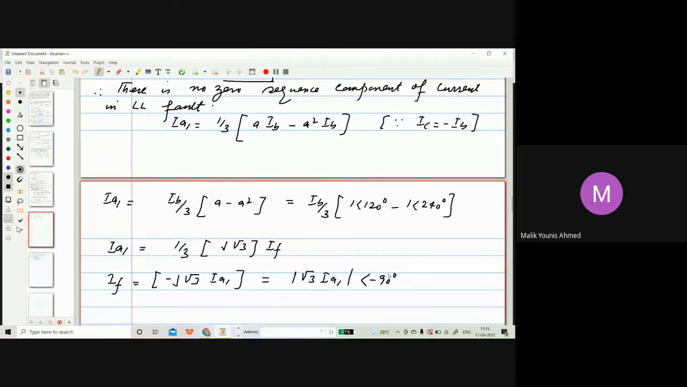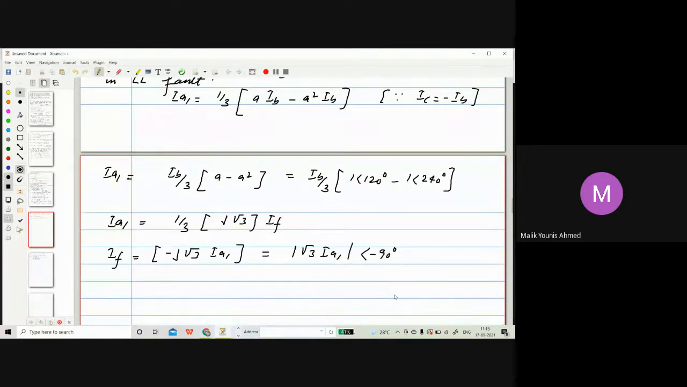So this is the value of the positive sequence current. This is the value of the fault current. This value obviously is in per unit. Let us call it equation number 3. Next we have IA2.